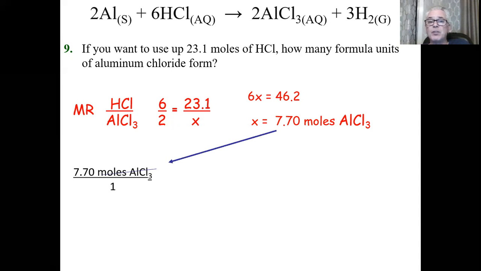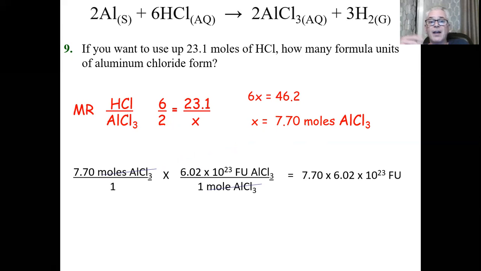And now we have to multiply it by the conversion factor to go from moles to formula units. 1 mole is equal to Avogadro's number. So we're going to multiply it by Avogadro's number of formula units over 1. The moles are going to cancel, and this is going to come out to be a crazy math problem. Let's just look at this. Don't do it yet. 7.70 times 6.02 times 10 to the 23rd.